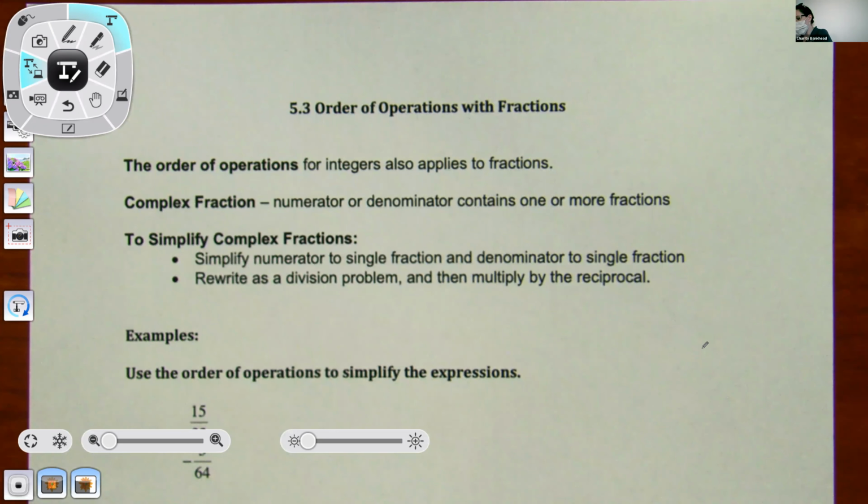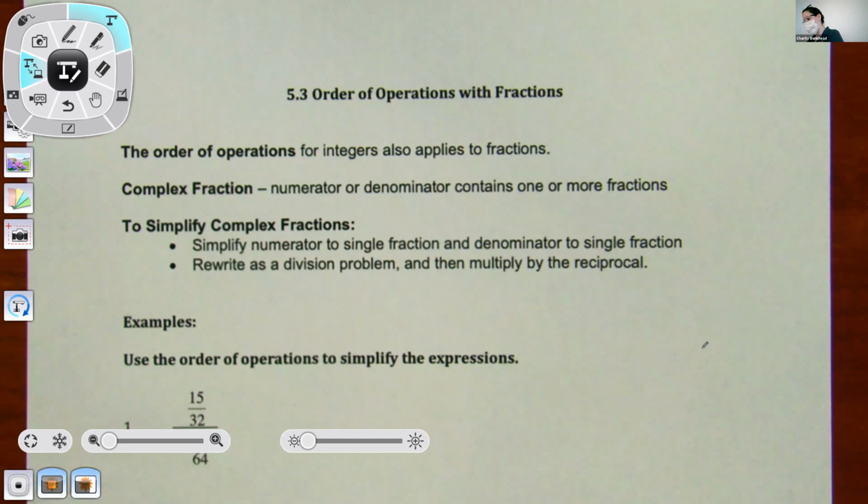A complex fraction is one where the numerator or the denominator contains one or more fractions. So basically a fraction within a fraction. To simplify complex fractions, simplify the numerator to a single fraction and the denominator to a single fraction, and then rewrite it as a division problem. And then, when you divide fractions, you flip the second one and multiply.